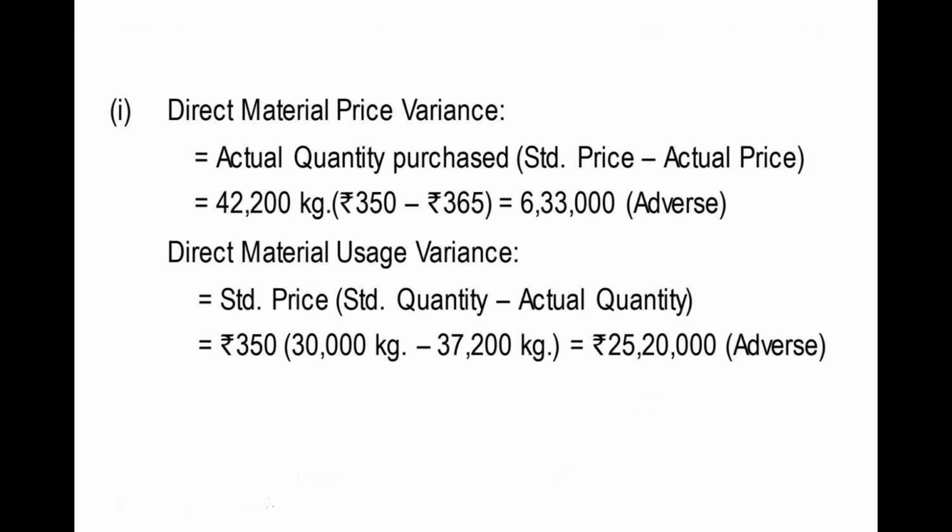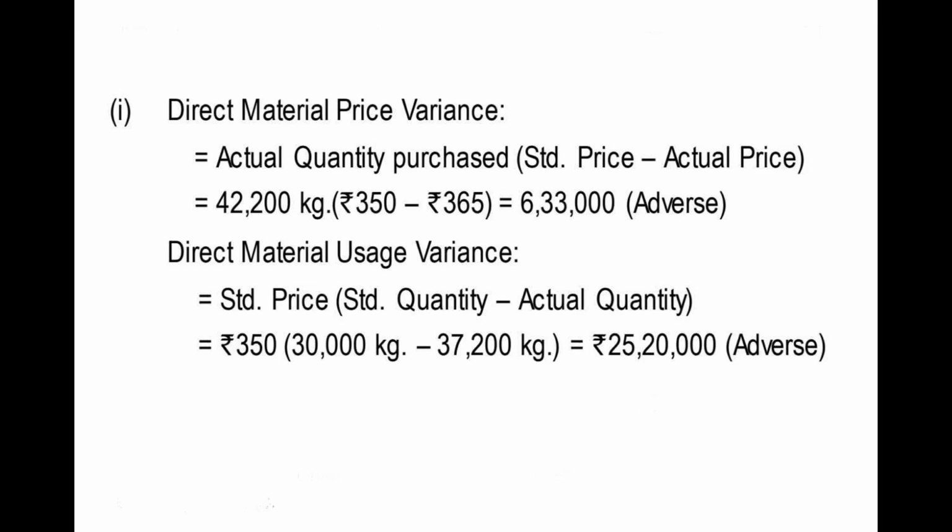Purchases during the month were made at 365 per kg. It is also given in the problem. So we have to compare the actual price with the standard price. You have to keep in mind, we have to compare the actual price with the standard price. The actual price is 365. The standard price is 350.